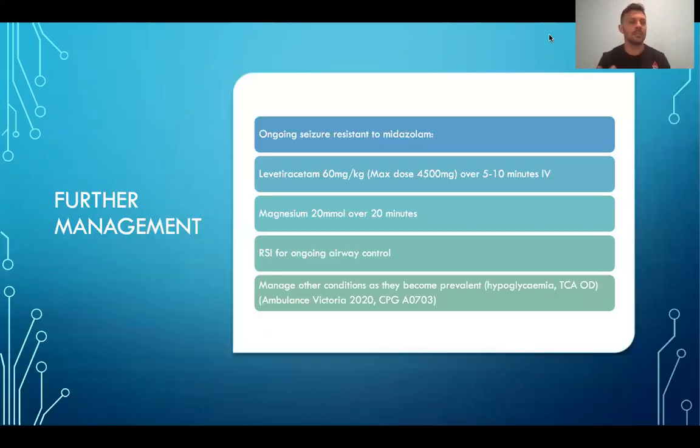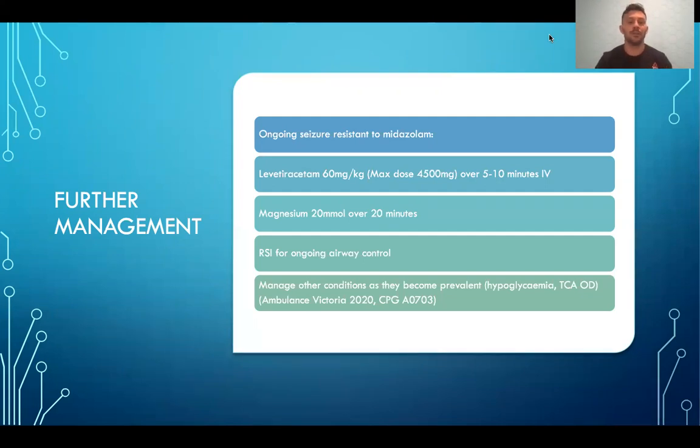So further management. So this is the management for more of that status patient. So a patient that's been essentially seizing for a period of at least 20 minutes and has been resistant to midazolam. So we're going to be looking at Keppra, so 60 milligrams per kilo, max dose being 4,500 milligrams. We're going to be diluting that into a 100 mL normal saline IV bag, and then running that over 5 to 10 minutes. Magnesium, so generally 20 millimoles over 20 minutes. That's an infusion, so it's either by a syringe driver or whatever type of infusion device that your service has, but it'll be 2 vials diluted with 10 mLs of normal saline.